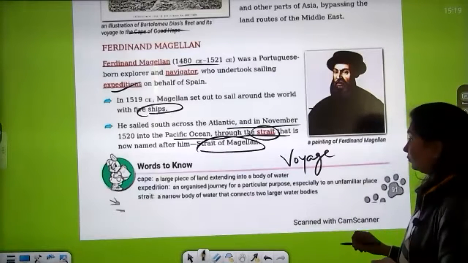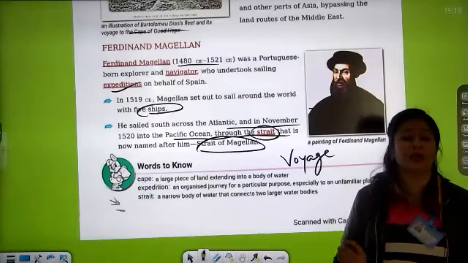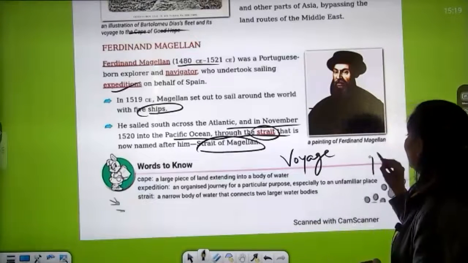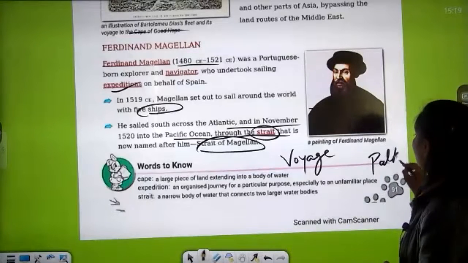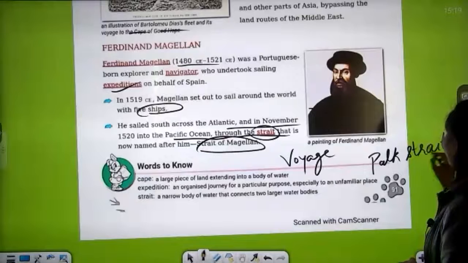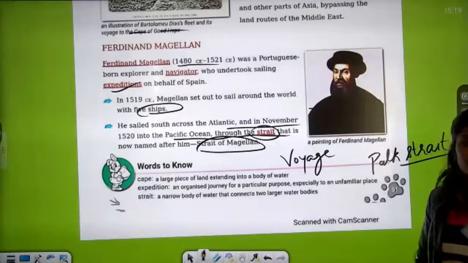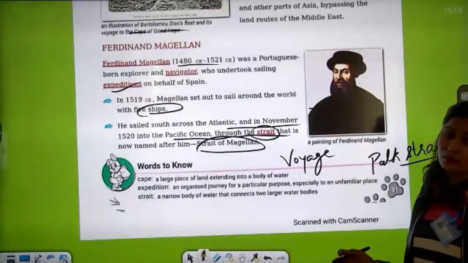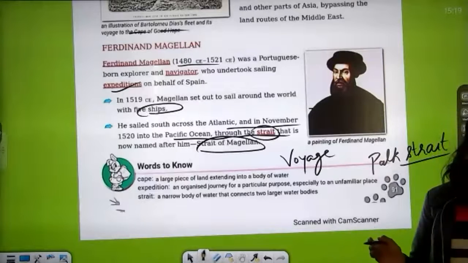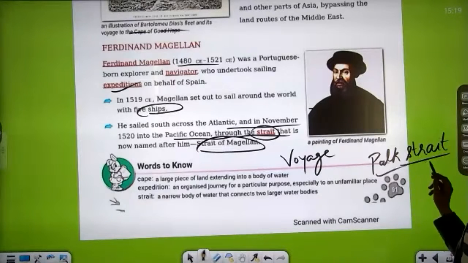Okay, like Sri Lanka and India are connected by the Palk Strait. What is the name of that strait? Palk Strait. Okay, so that is also a small water body which connects India and Sri Lanka. Okay, Palk Strait.